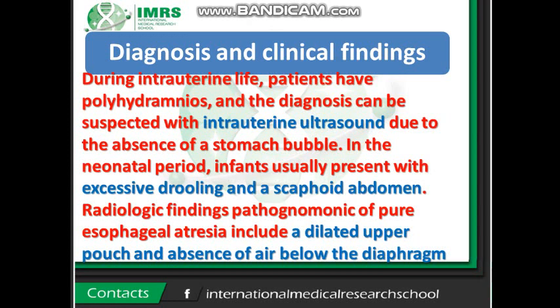Diagnosis and clinical findings. During intrauterine life, patients have polyhydramnios, and the diagnosis can be suspected with intrauterine ultrasound. Why? Due to the absence of the stomach bubble. In the neonatal period, infants usually present with excessive drooling and scaphoid abdomen. Radiologic findings pathognomonic of pure esophageal atresia include a dilated upper pouch and absence of air below the diaphragm.